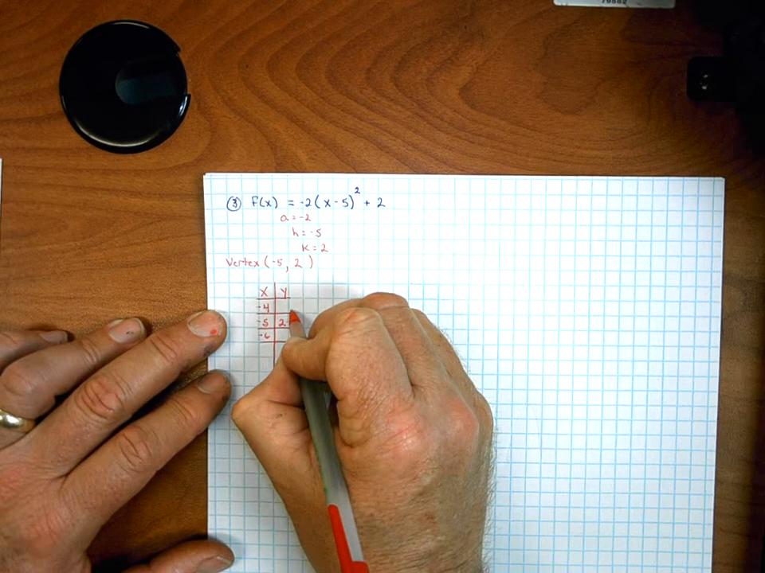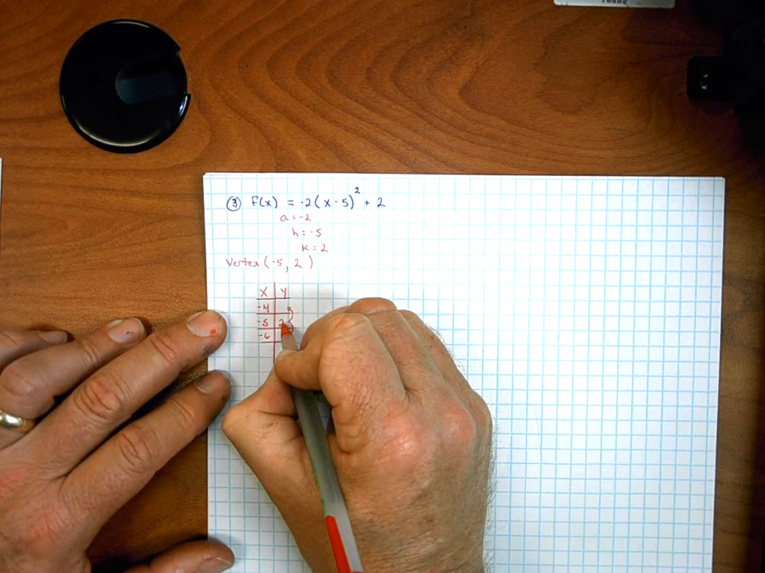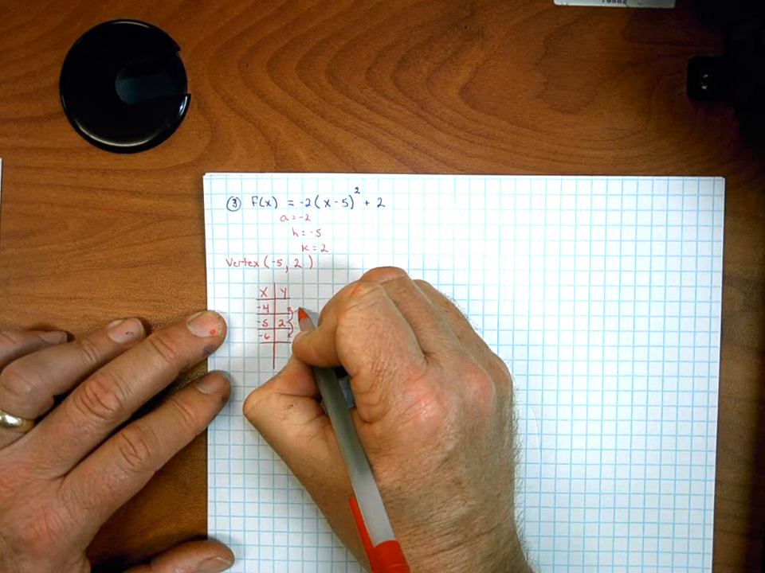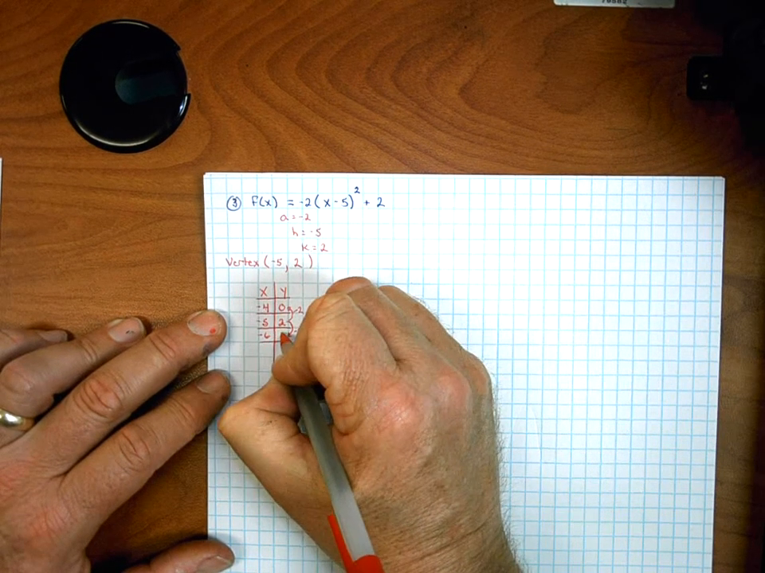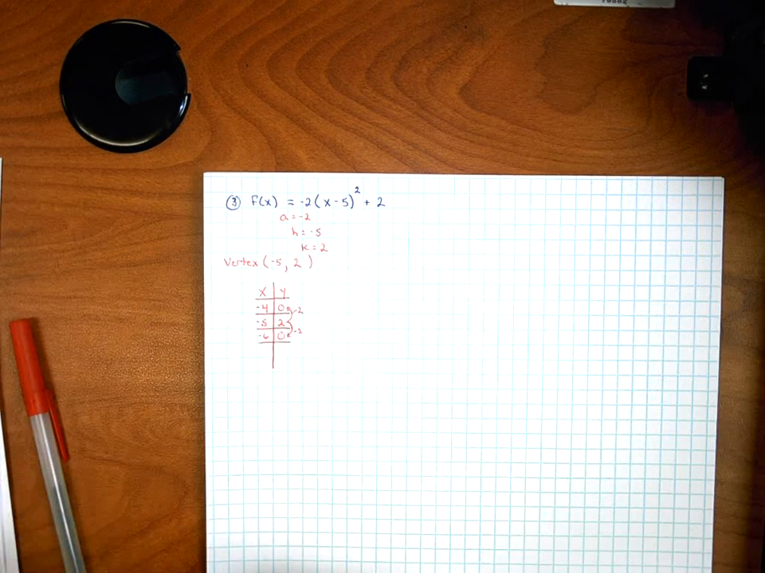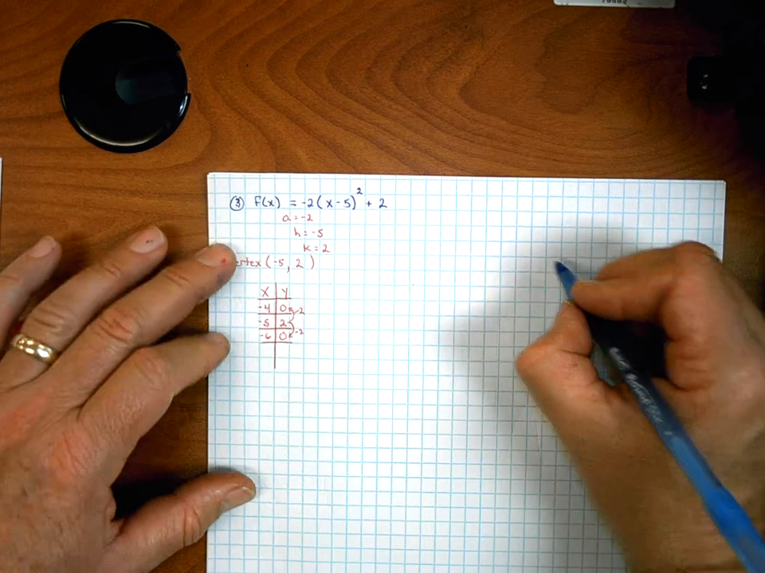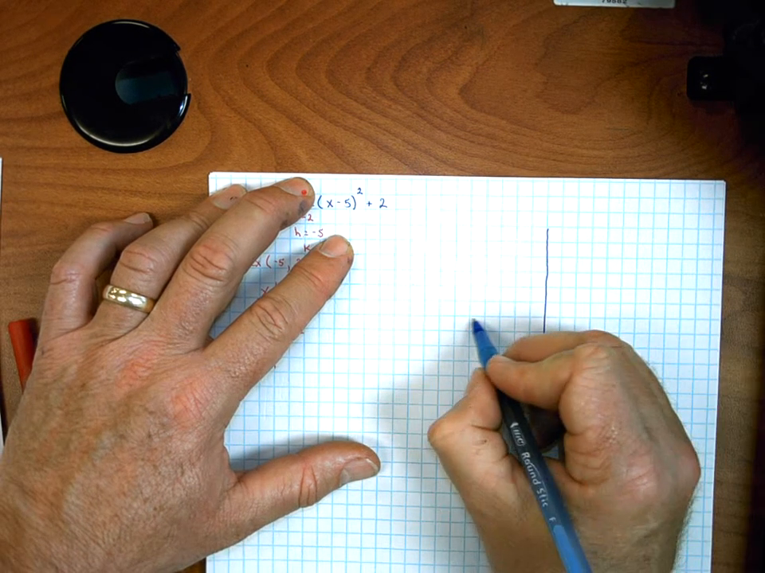Then my a value tells me how much I should go up or down for my y value. My a is -2, so that's telling me I need to go down 2, 2 minus 2, so both of these y values are 0. Then I use this table and I treat these as 3 points, and I make a sketch of what my parabola is going to look like.